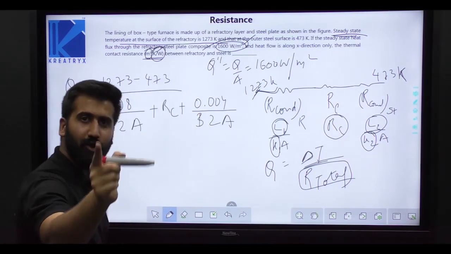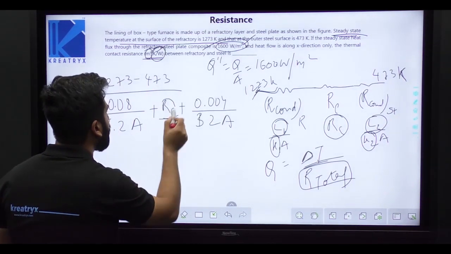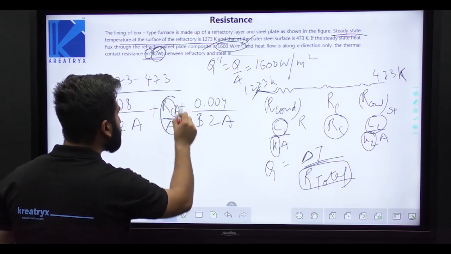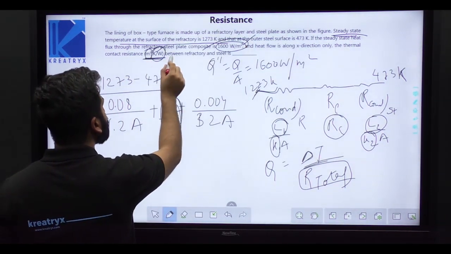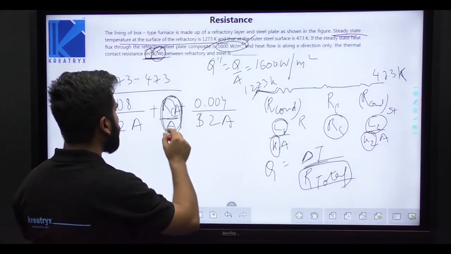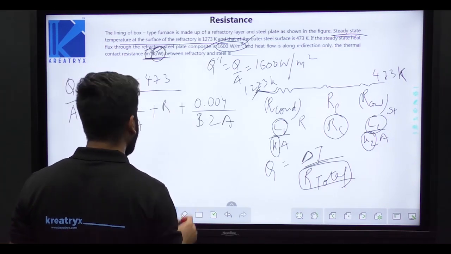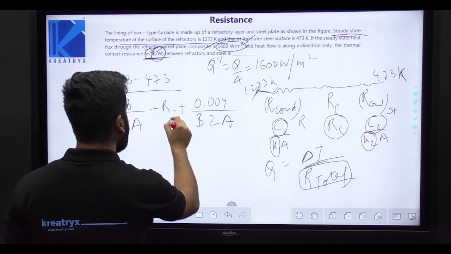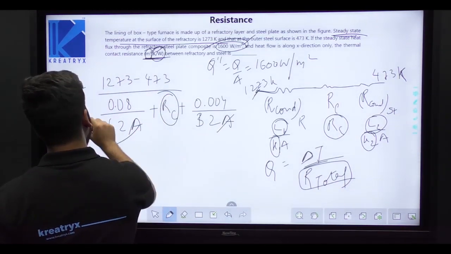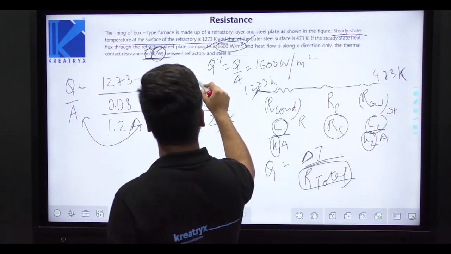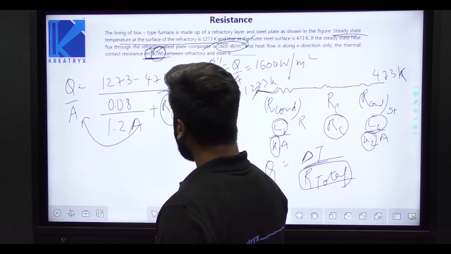When you take A common from here, A automatically comes here. Sorry, and A automatically comes in this part also. Okay, that is why the units are in meter square Kelvin per watt, and A comes here also. Okay, so this is Rc in this term also. Okay, take this A here. That is why the units are meter square Kelvin per watt. Okay, so now you can solve this question.